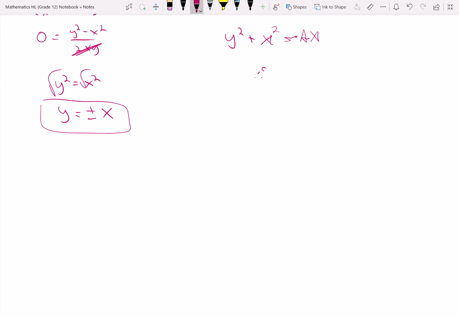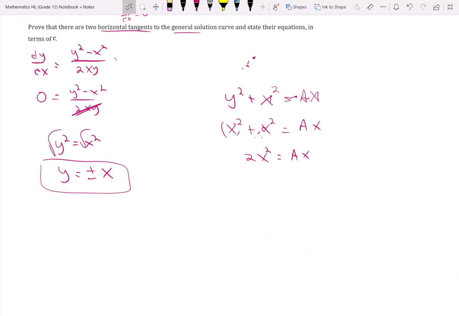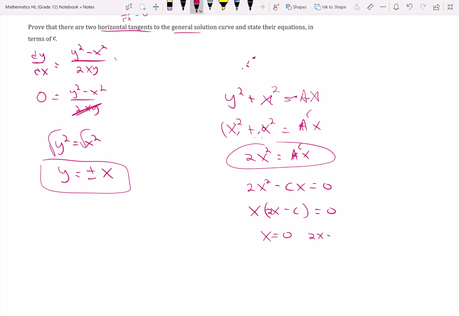We know y equals plus or minus x. We'll do one at a time. So in the first one, we'll do x squared plus x squared equals ax. Therefore, 2x squared equals ax. We're trying to prove that there are two horizontal tangents to this and state their equations in terms of c. So we're trying to find out what is the equation for this in terms of c. So then we could try to solve this equation for x, right? And maybe I should write this as a c since they want it to be c. To solve an equation like this, we should set it equal to 0 and try to factor out. So you'd have x, and you'd have 2x minus c. And so one of them is when x equals 0, the other one is when 2x minus c equals 0, or when x equals c over 2.